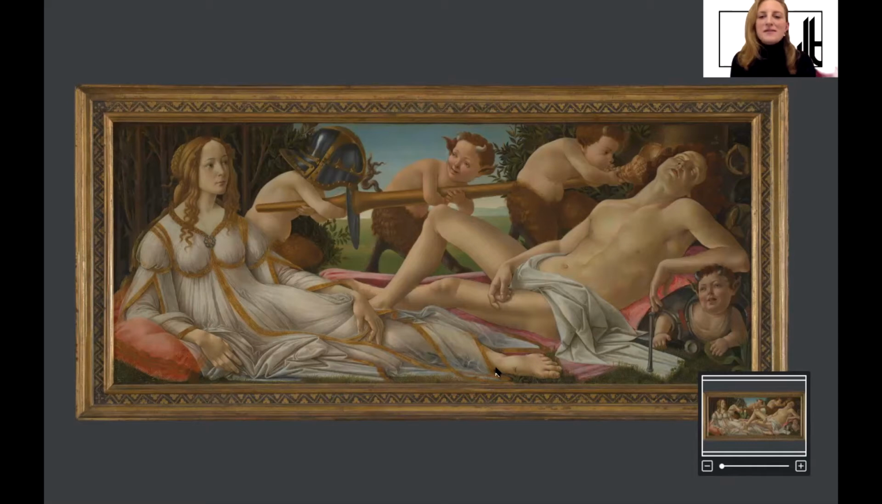This is Mars, the god of war, which probably helps you understand why there are these pieces of armor that are scattered around him. And what are we looking at? We are looking at a moment in the story of Venus and Mars. They were not, in fact, legitimate, shall we say, lovers. Venus and Mars had an illicit relationship.